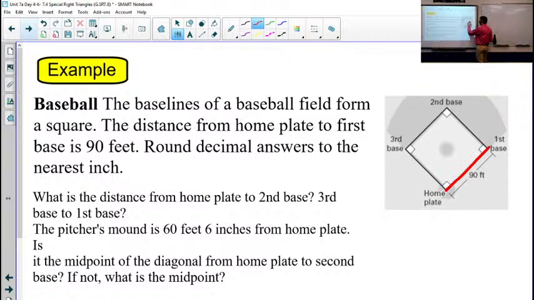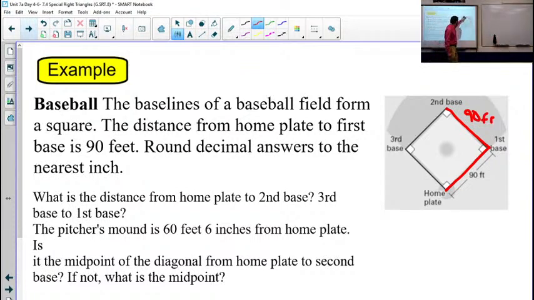Home to first is 90. This is a square. We haven't talked much about quadrilaterals, four-sided shapes. A square has all the sides the same and all the angles the same. So that means all the angles are 90 degrees. All the sides are the same means that if this is 90, this is 90. Which, if you know baseball, I probably didn't need to tell you that all the distances along the base paths are 90 feet.